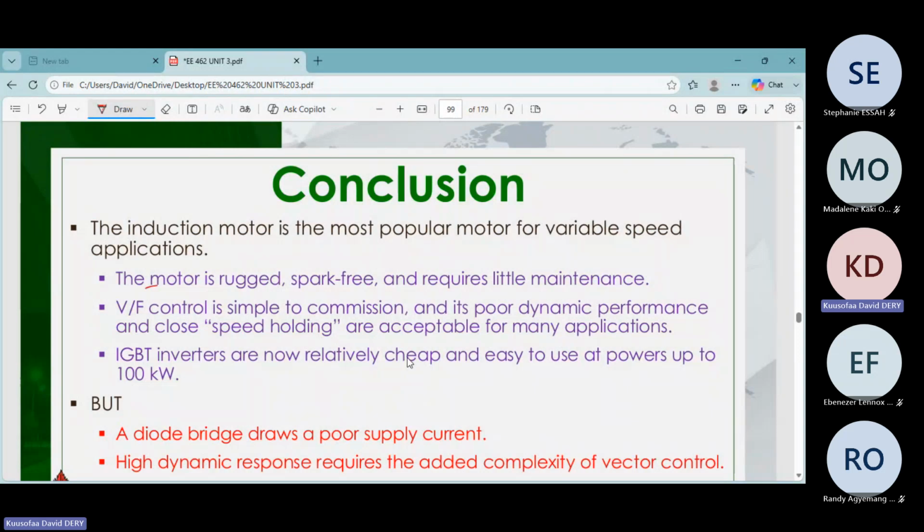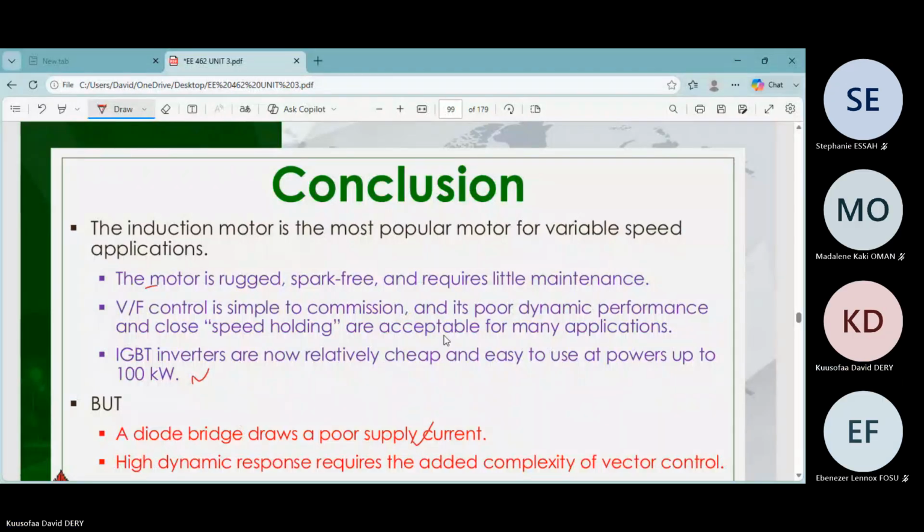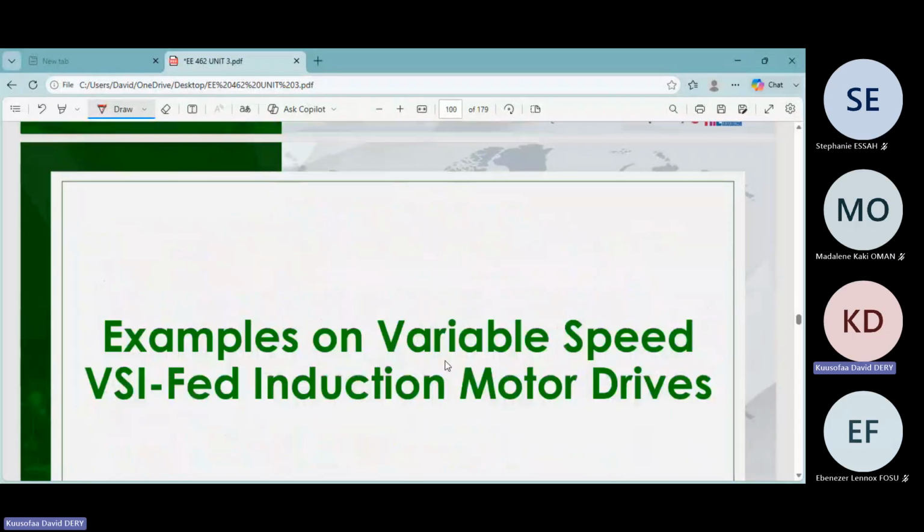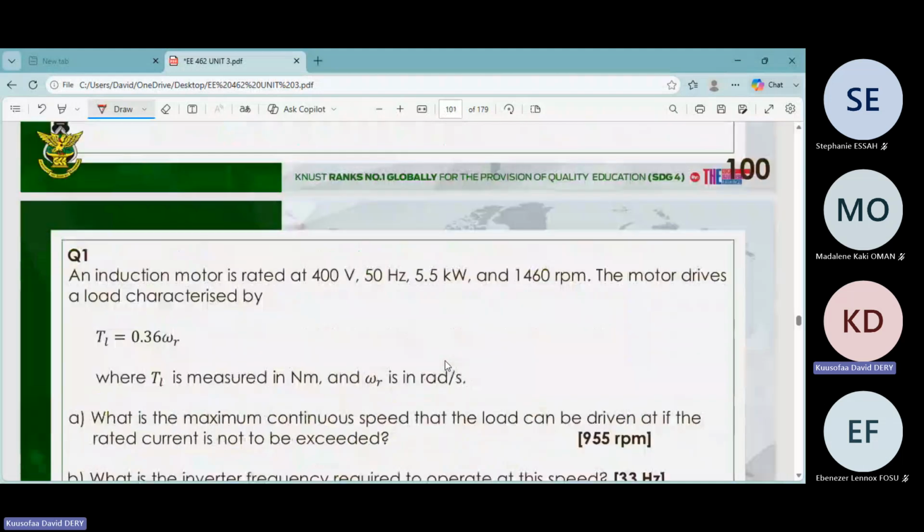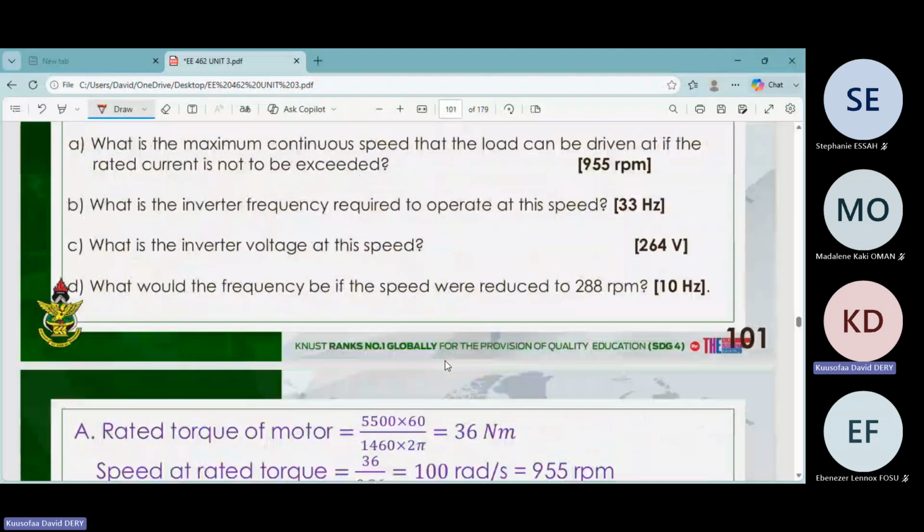IGBT inverters are now relatively cheap and easy to use at power up to about 100 kilowatts. But a DC bridge draws poor supply current, and high dynamic response requires additional complexity. So that is just a conclusion of the variable frequency drive. These are examples; we will solve them later in the next meeting.